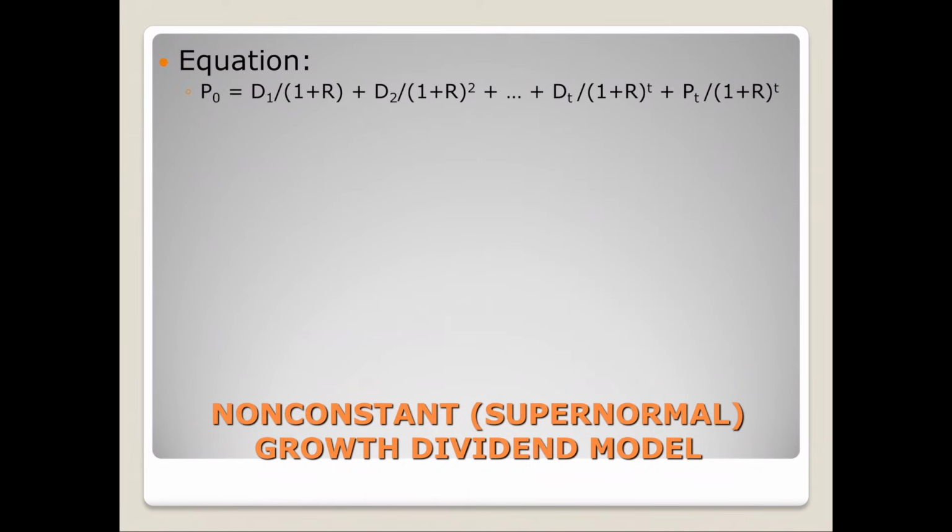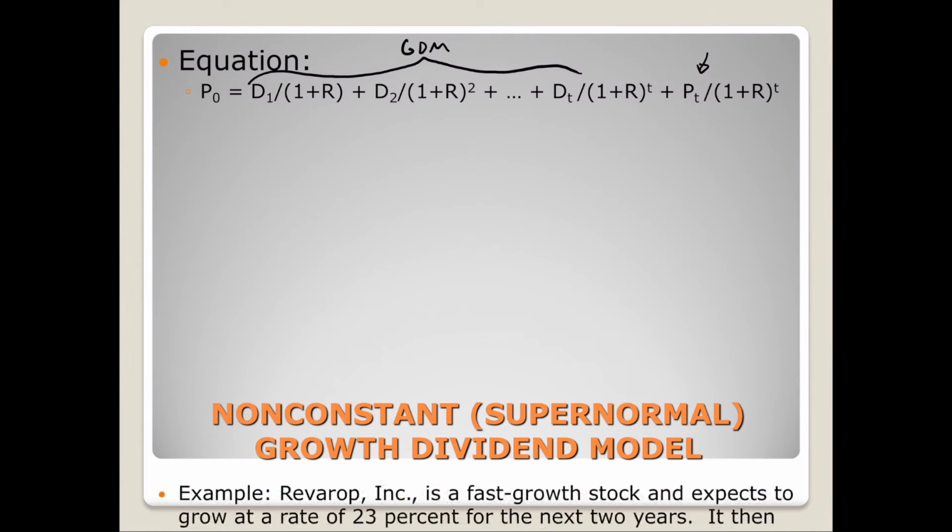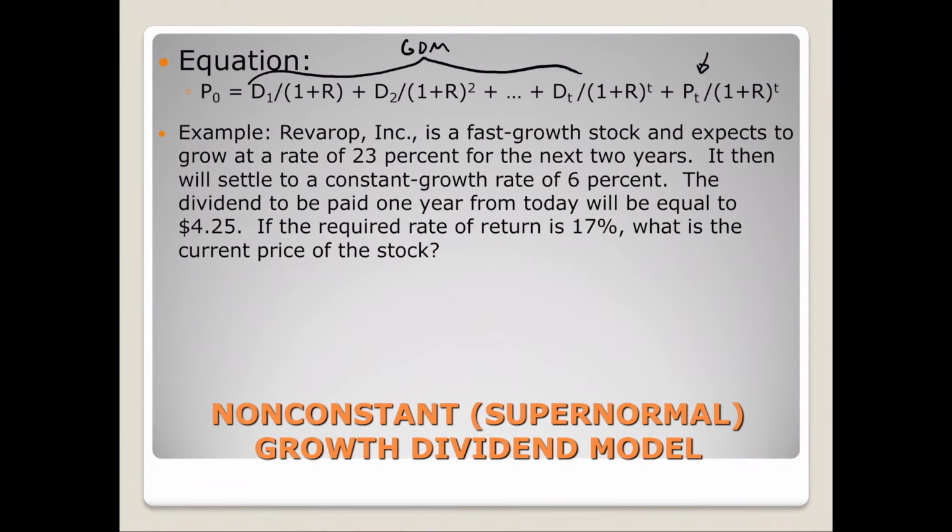As I mentioned, find all the dividends during the non-constant growth. So this is your general dividend valuation model. This is finding all the dividends during the non-constant growth, and then this is the price when the growth becomes constant. So all I did is write an equation for what I verbally discussed on the previous slide. So let's take a look at an example.